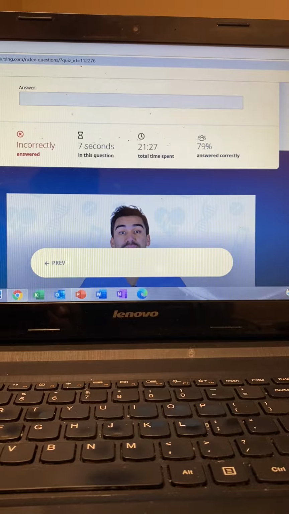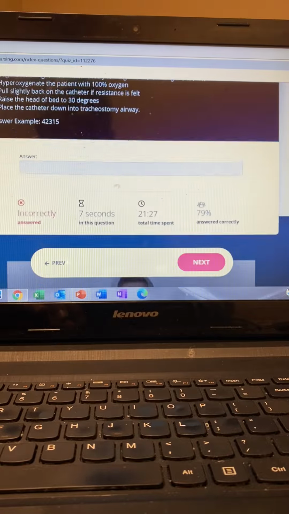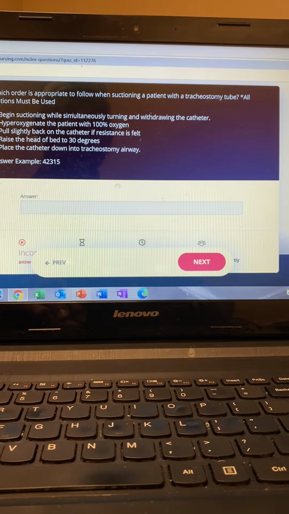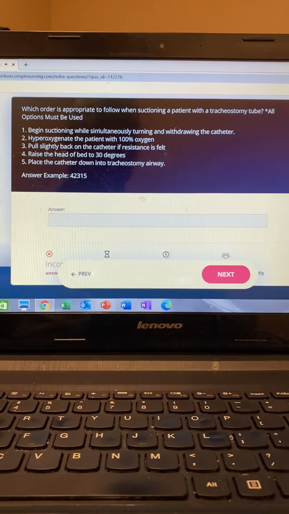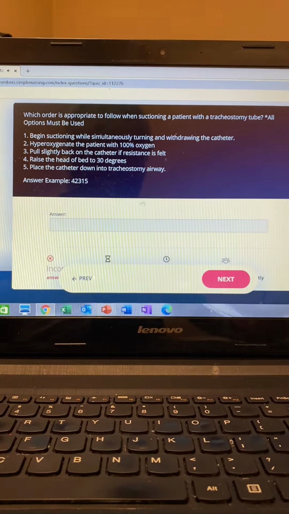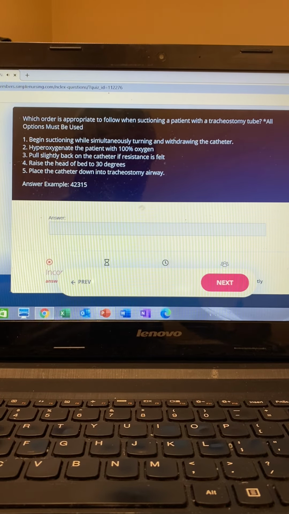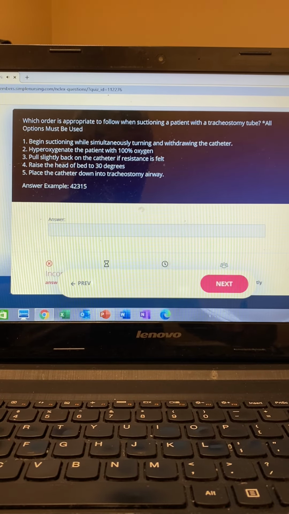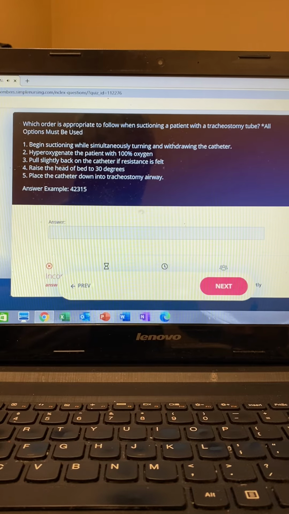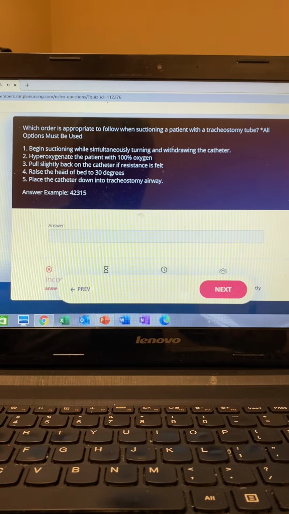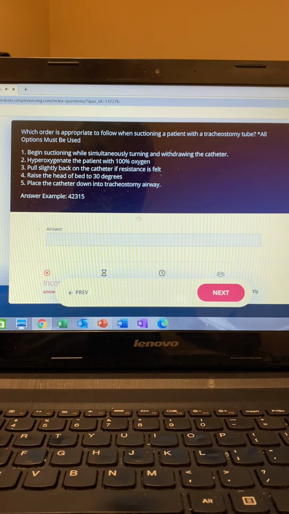Now using our 3 steps, let's break this down. So this question's asking which steps do we place in order? For the key problem, suctioning in a patient with a trach. So the first thing we're thinking is surgical asepsis and airway protection. So the solution we're looking for here, guys, is the proper way to do this procedure, suctioning in that trach.